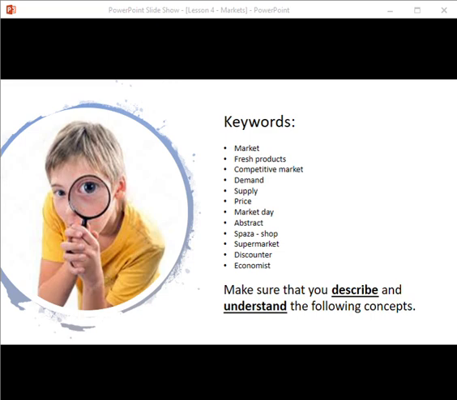Then we'll look at the term market day. You've all experienced the market day. Abstract, and I'll leave the rest for you to find out. Okay, let's continue.